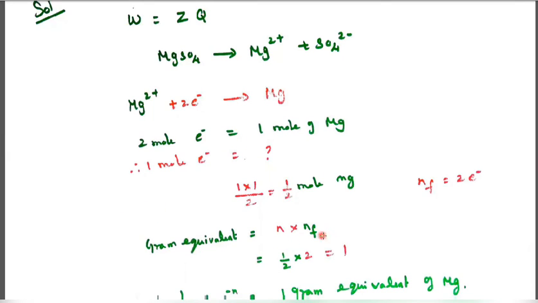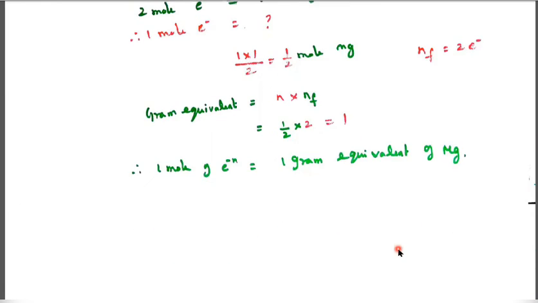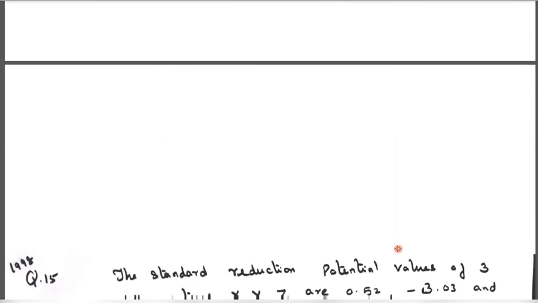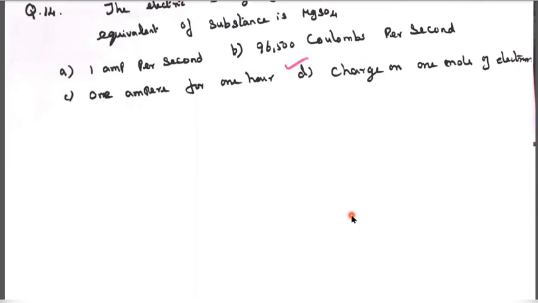Gram equivalent is equal to N into NF. NF is nothing but the number of electrons involved here. So 1 by 2 into 2 gets cancelled and is equal to 1. So 1 mole of electron is nothing but 1 gram equivalent of magnesium. So the charge of 1 mole of electron.